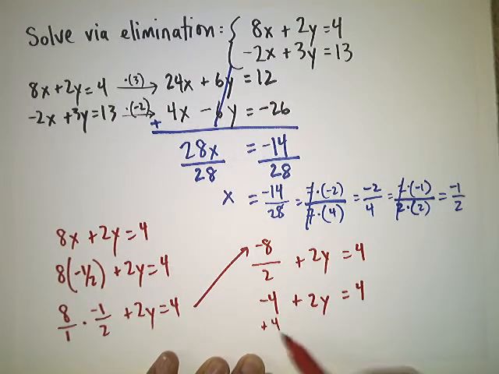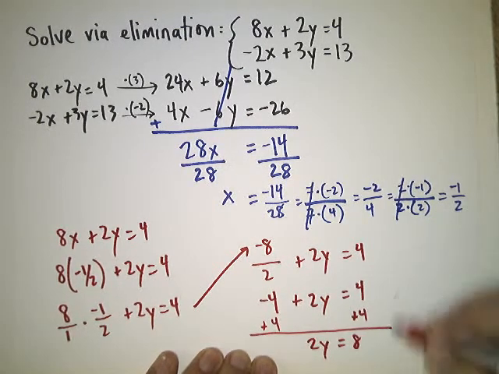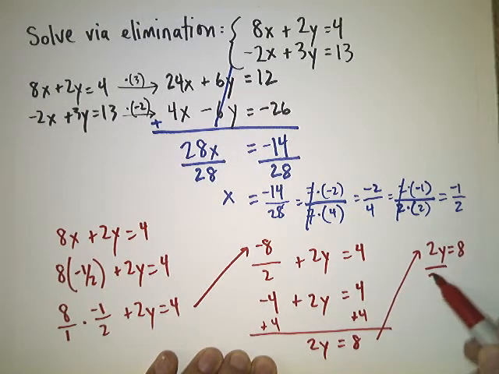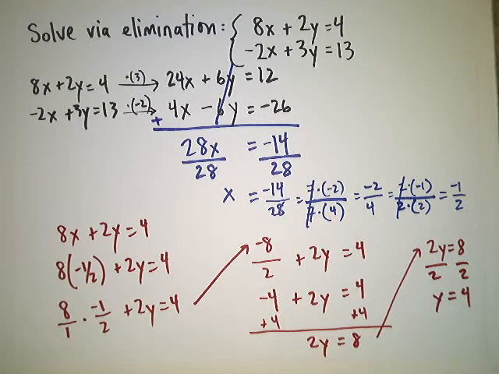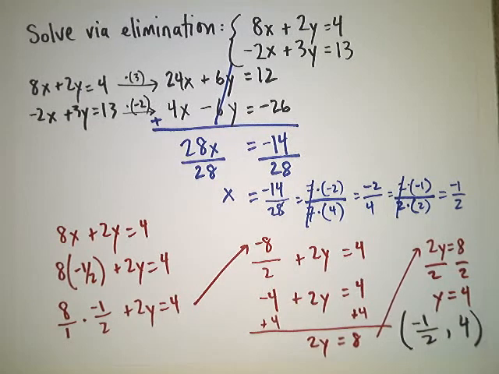We'll add 4 to both sides. 2y equals 8. Continue it right here. 2y equals 8. Divide both sides by 2, and y equals 4. So the solution to this system of equations was x is negative 1/2, y equals 4.